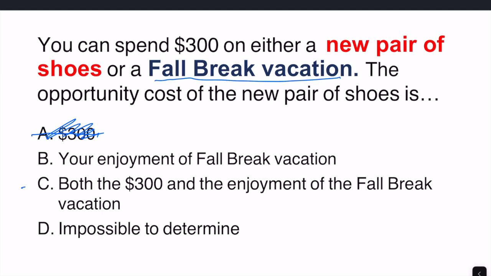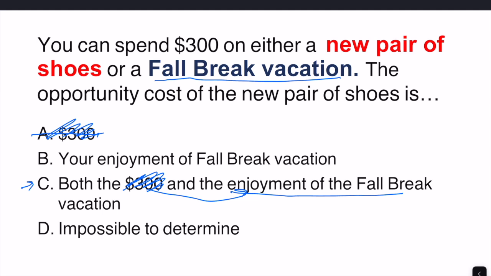Let's go to this answer C here. Is it both the $300 in terms of the money you spent plus the enjoyment of the fall break vacation that you get, the value of that enjoyment? Here we're double counting, right? If you don't buy the shoes, you're going to spend the $300 and you'll get the enjoyment from the fall break vacation when you go on that vacation, but you have to pay that $300 to actually go on that vacation, right? So you're out the $300 if you choose to go on the vacation.